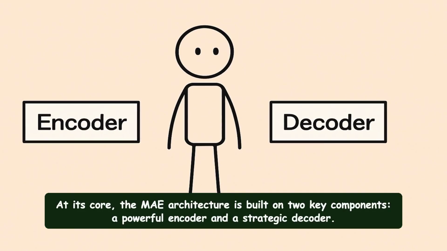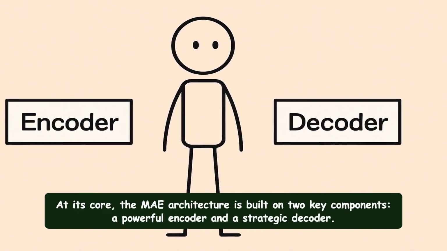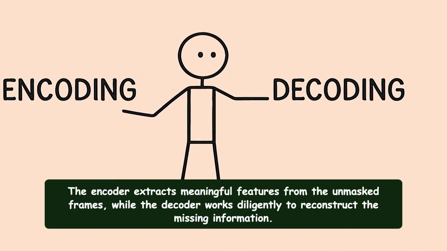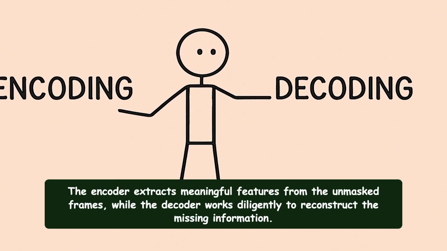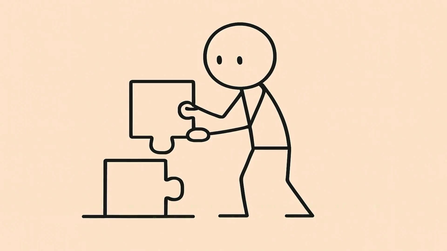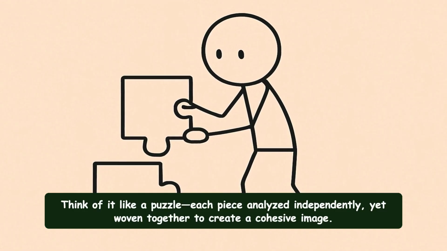At its core, the MAE architecture is built on two key components, a powerful encoder and a strategic decoder. The encoder extracts meaningful features from the unmasked frames, while the decoder works diligently to reconstruct the missing information. Think of it like a puzzle, each piece analyzed independently, yet woven together to create a cohesive image.